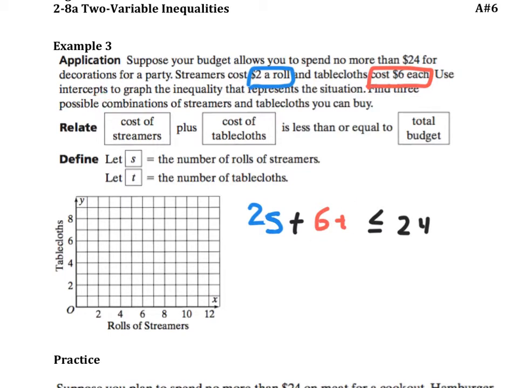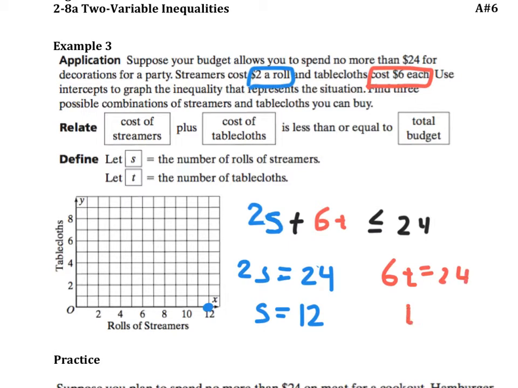So, in other words, if I drop this one out entirely, what do I get? Well, $2 times streamers is going to be $24. And what's that give me? That means if I only bought streamers, I could buy 12. So that's going to be on the x-axis here. Now, if I only bought tablecloths, then I see how many I can buy. T is going to be 4. I can buy exactly 4 tablecloths on this. So when I connect the dots, it's going to be this line right here.